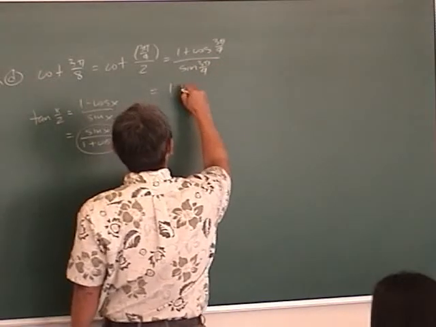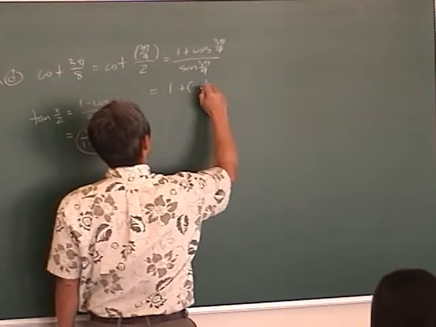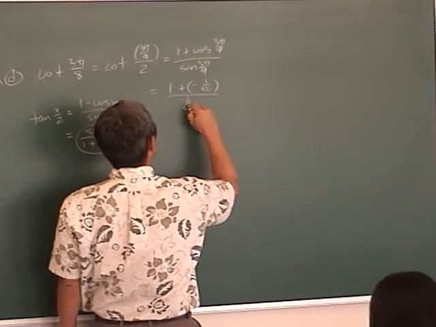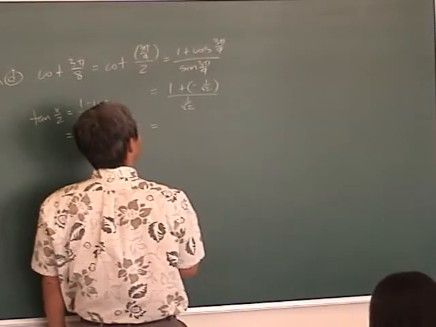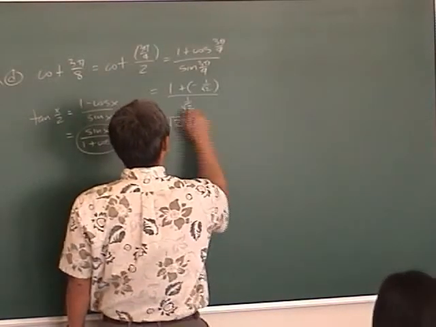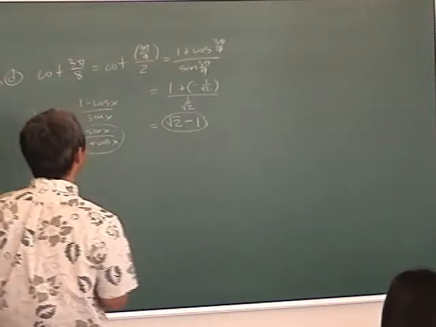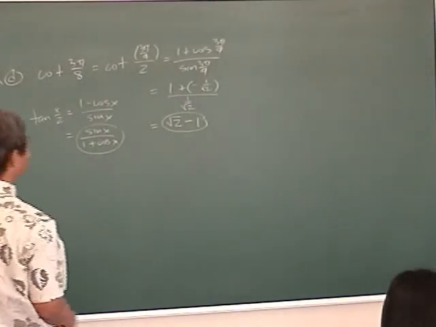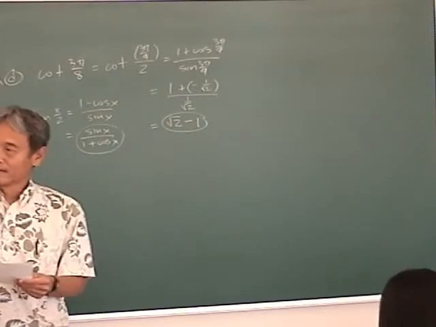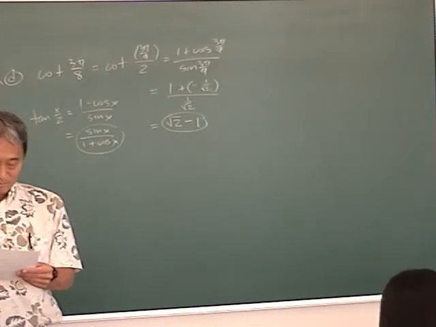Cosine of 3 pi over 4 is negative 1 over root 2. Sine of 3 pi over 4 is 1 over root 2. If you multiply top and bottom by root 2, you get root 2 minus 1 over 1. And then 4. Oh, it's a 4.